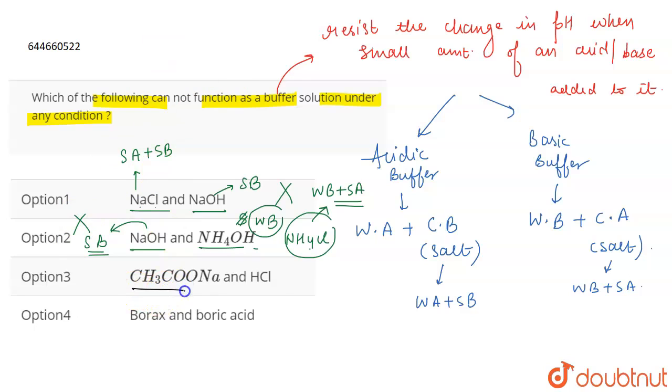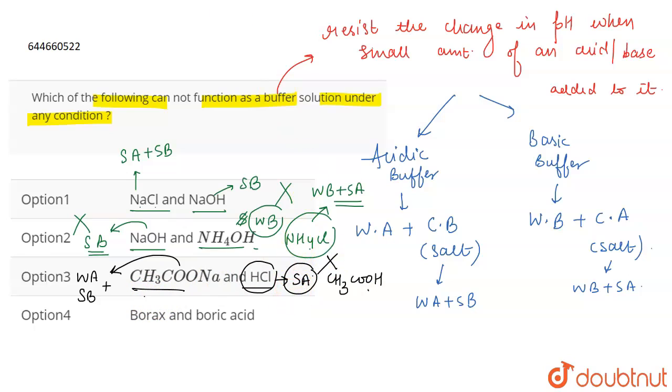Next is CH3COONa and HCl. Now here we have a strong acid, and CH3COONa is a combination of a weak acid, which is acetic acid, plus a strong base, which is NaOH. But here we have a strong acid, so it cannot form a buffer. If we would have had CH3COOH here, then it could have formed an acidic buffer. But right now, the given combination is not going to form a buffer.